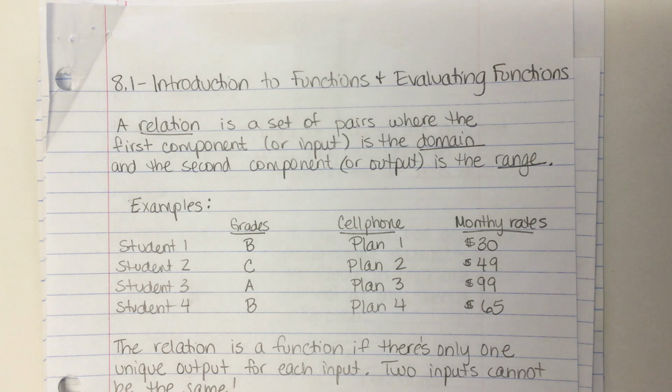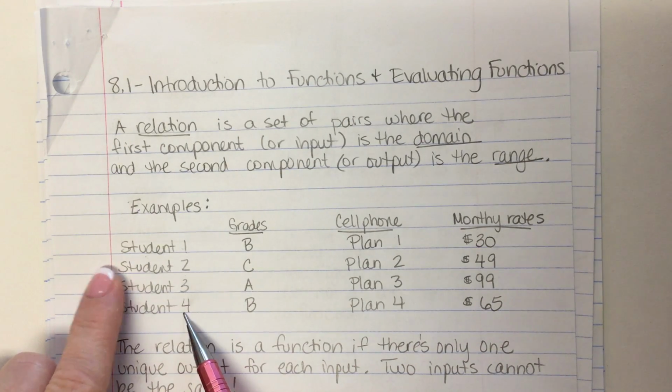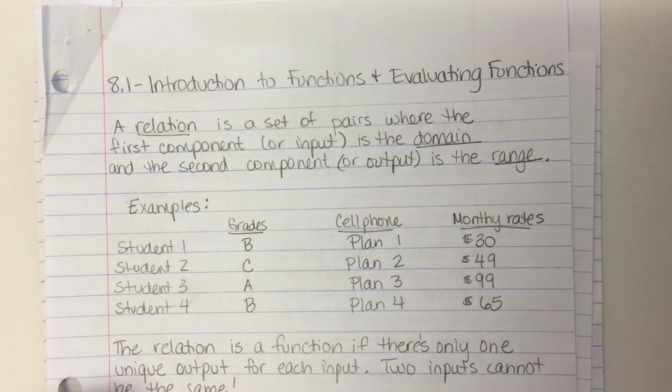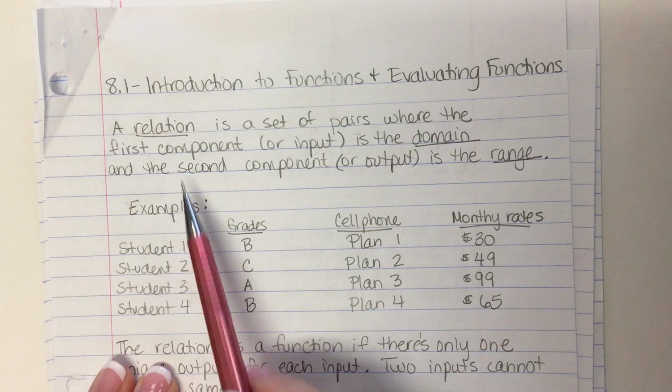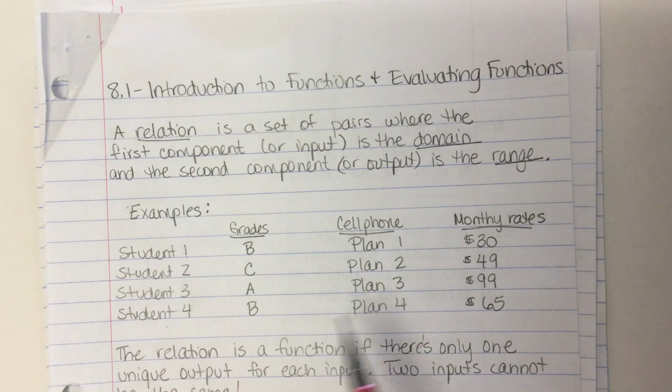Like if you thought about movie stars and their salaries, and you listed the top 10 movie stars and how much they made, that would be a relation because it's a pair of data. You have the name of the movie star and how much they make. Similarly, you could have a list of students and say these are the grades in their algebra class. This is a pair. And so the input is the student and the output is the grade.